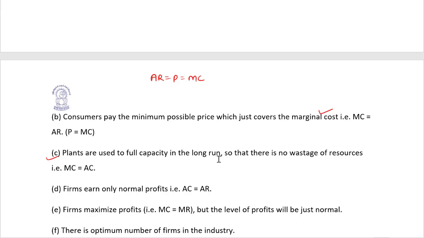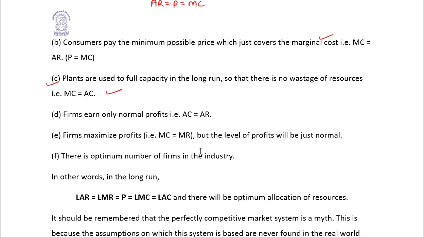Third, plants are used to full capacity in the long run so that there is no wastage of resources. MC equal to AC, marginal cost equal to average cost, because there is no wastage. Firms only earn what? Normal profit, that is, average revenue equal to average cost. Firms maximize profit where MR equal to MC and MC should be rising. That means MC cuts the MR curve from below, and the level of profits must be normal. And there is an optimum number of firms in the industry.